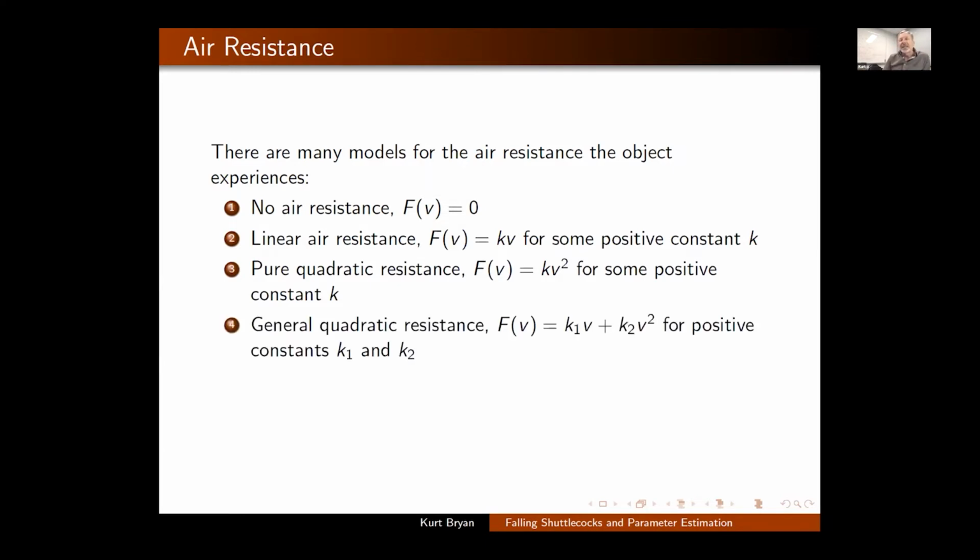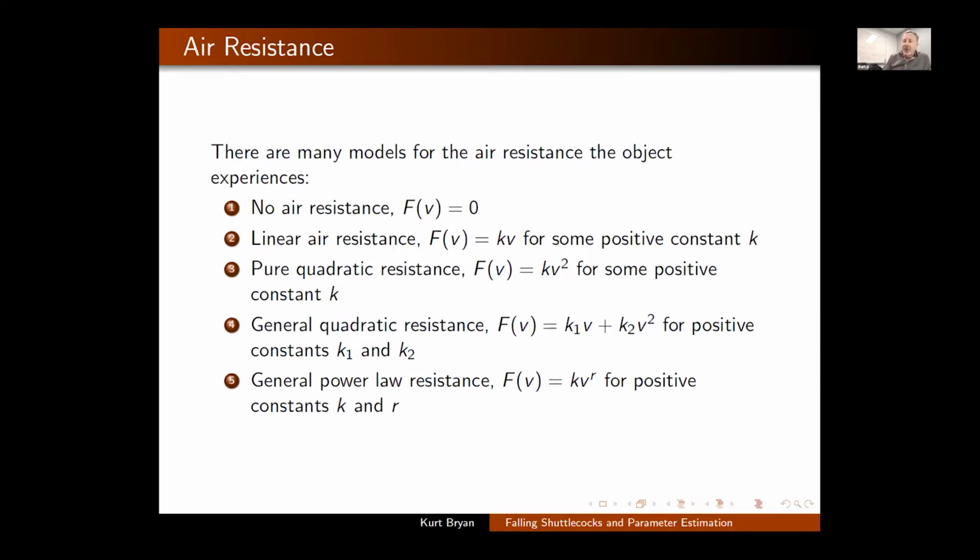There's the traditional pure quadratic air resistance model. You can also posit a more general quadratic model for air resistance, where you've got two terms, a linear and a quadratic term blended, for some positive constants k1 and k2. And you can also contemplate a general kind of power law resistance, k times v to the rth power. Again, v is going to be positive for us, so there's no ambiguity with v to the rth power. So there's 5 models.